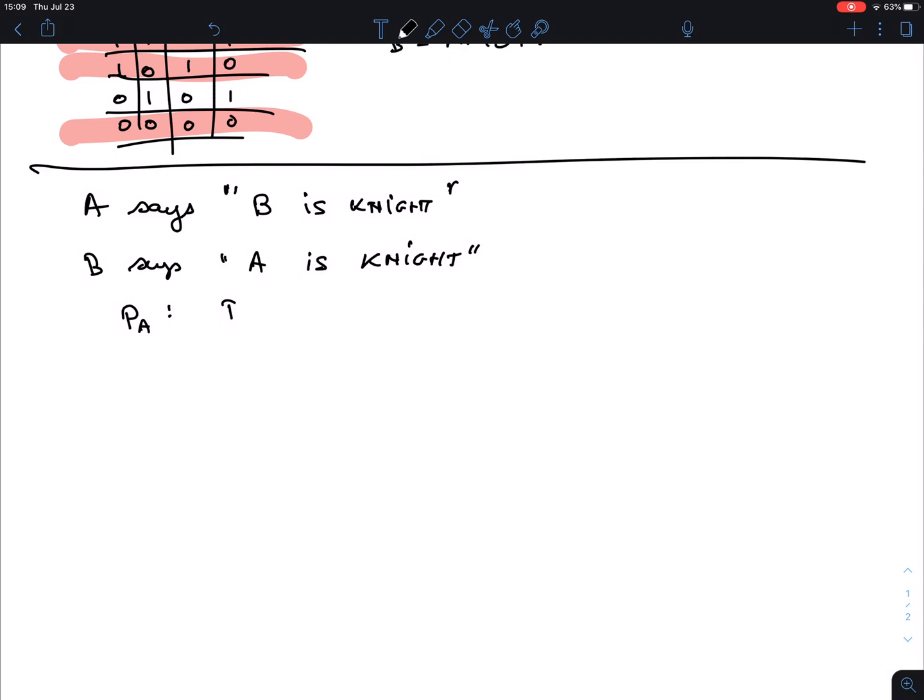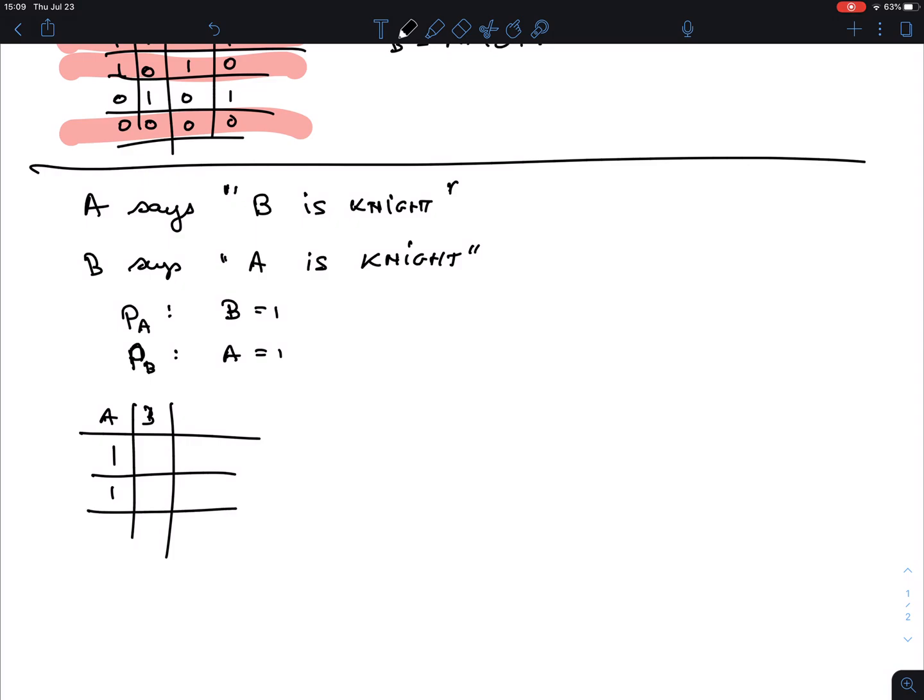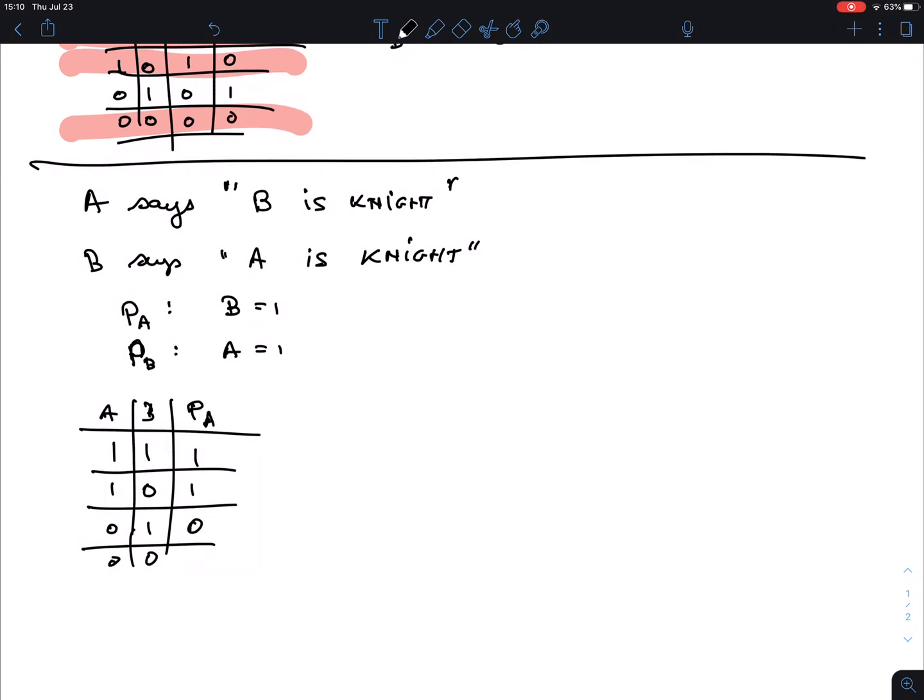PA is the statement B is 1. PB is the statement A is 1, correct? Okay, so now we make our truth table, A and B. This is not a truth table, if you want the possibilities. Four possibilities. Okay, so now, PA is true in this case and false in this case.